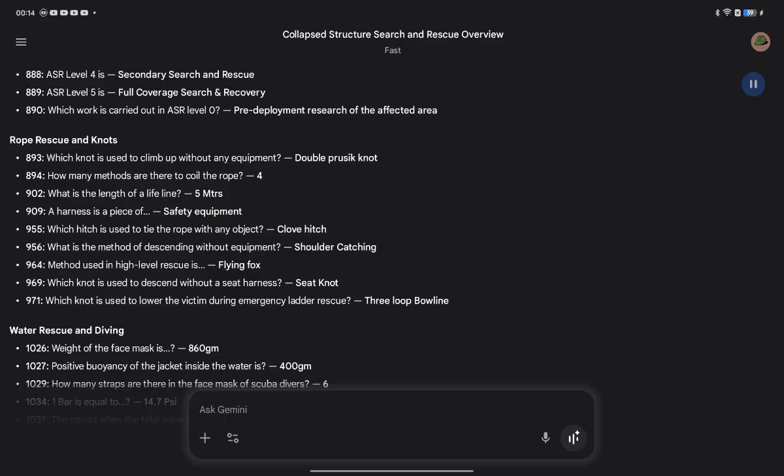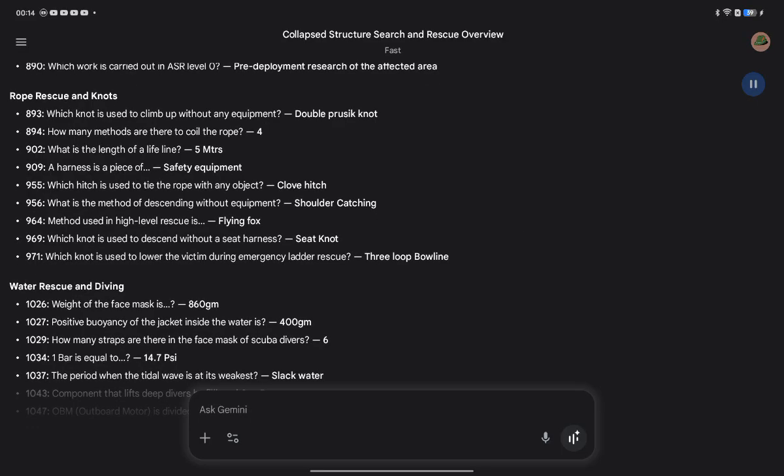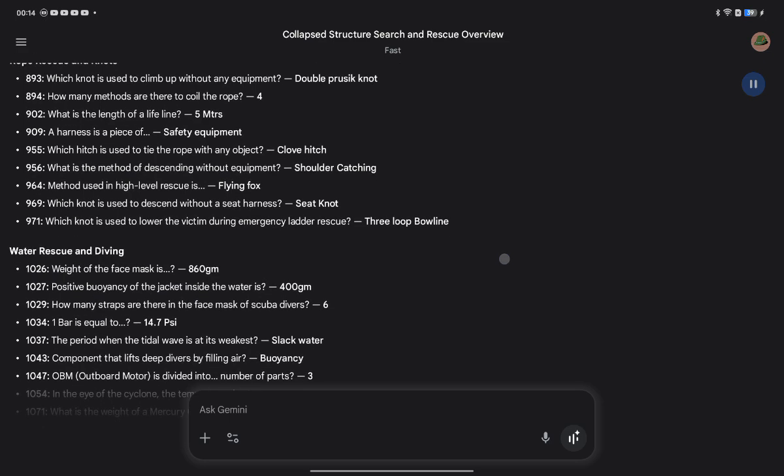Rope rescue and knots. 893. Which knot is used to climb up without any equipment? Double Prusik knot. 894. How many methods are there to coil the rope? 4. 902. What is the length of a lifeline? 5 mtrs. 909. A harness is a piece of safety equipment.